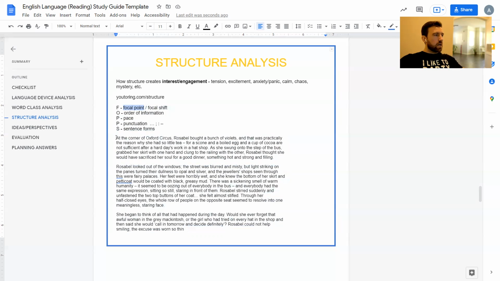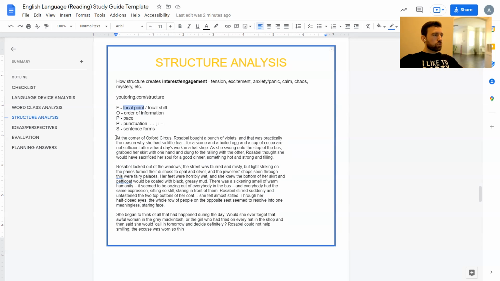So at the corner of Oxford Circus, Rosabelle bought a bunch of violets, and that was practically the reason why she had so little tea. For a scone and a boiled egg and a cup of cocoa are not sufficient after a hard day's work in a hat shop. As she swung onto the step of the bus, grabbed her skirt with one hand and clung to the railing with the other, Rosabelle thought she would have sacrificed her soul for a good dinner, something hot and strong and filling.